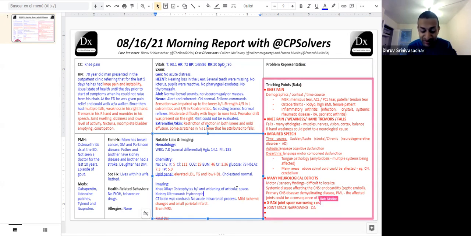And finally, the MRI brain. This was done without contrast. A small focus of an acute infarct in the left pontomedullary junction.